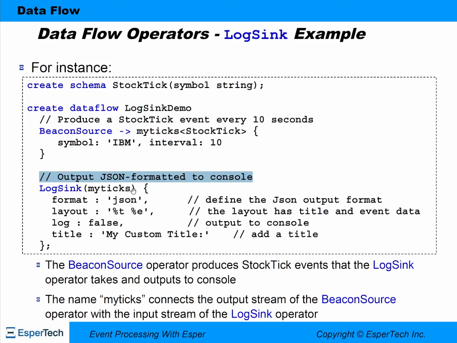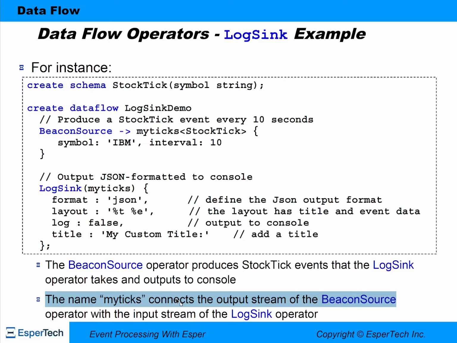Log sync, parenthesis, myticks, curly braces, format, quotes JSON, comma, layout, quotes %d space %e, comma, log false, comma, title, quotes my custom title. The beacon source operator produces stock tick events that the log sync operator takes and outputs to console. The name myticks connects the output stream of the beacon source operator with the input stream of the log sync operator.